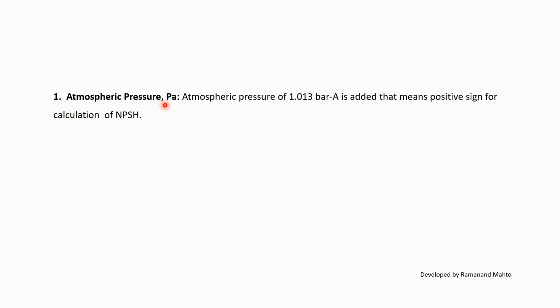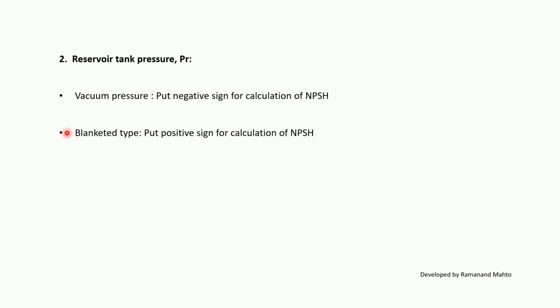Atmospheric pressure, that is PA. Normally atmospheric pressure is taken as 1.013 bar absolute, and as I said, it is a driving force, so it is considered as positive for calculation of NPSH. Reservoir pressure, that is PR. In case of vacuum pressure, put negative sign for the calculation of NPSH, and for positive, that is blanketed type, put positive sign for the calculation of NPSH.